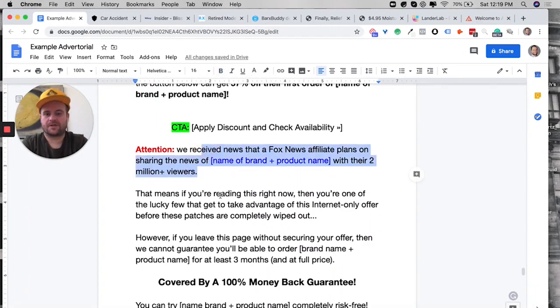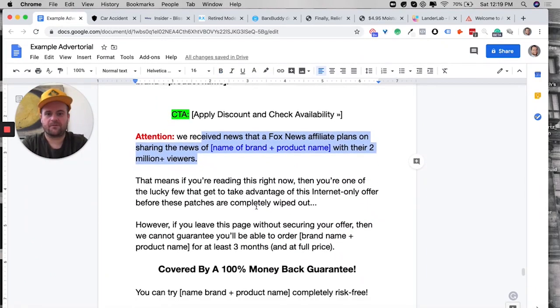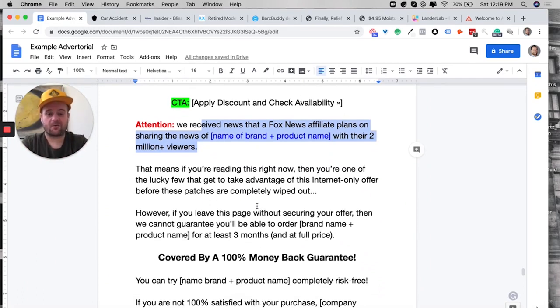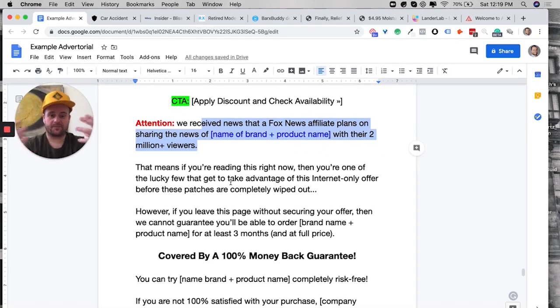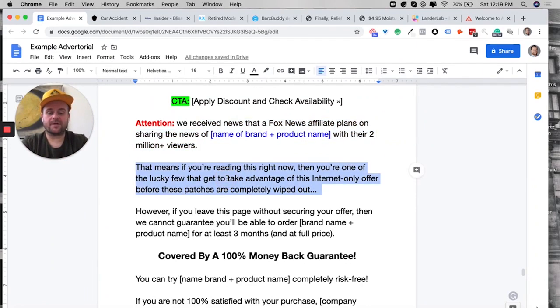We receive news, a Fox News affiliate. They're going to share the news of this product to their viewers. It's going to go out. And for instance, this is a very high quality product and it's already been featured in a lot of places. This is a very strong brand from the get-go. So they're going to see it once they click. This is going to be a really good looking advertorial.